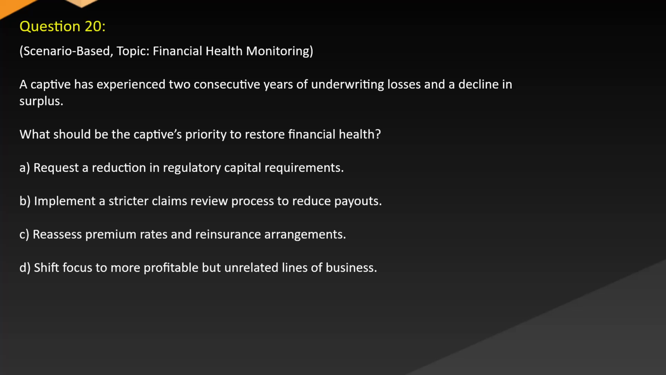Question 20, scenario-based. Topic: Financial health monitoring. A captive has experienced 2 consecutive years of underwriting losses and a decline in surplus. What should be the captive's priority to restore financial health? A. Request a reduction in regulatory capital requirements. B. Implement a stricter claims review process to reduce payouts. C. Reassess premium rates and reinsurance arrangements. D. Shift focus to more profitable but unrelated lines of business.